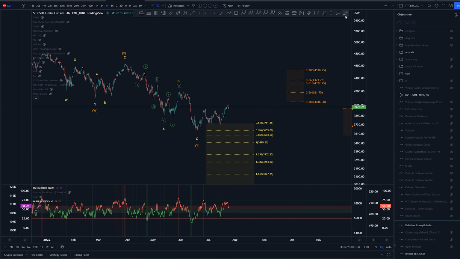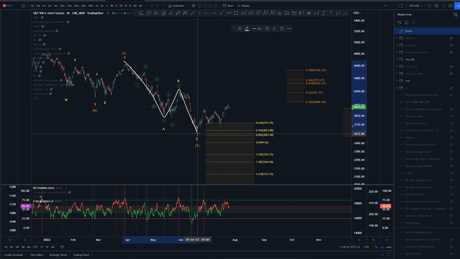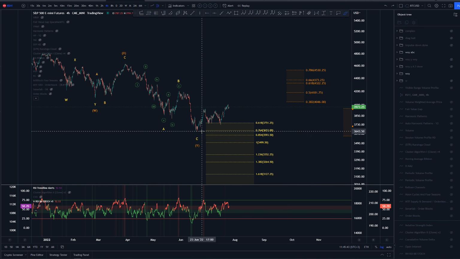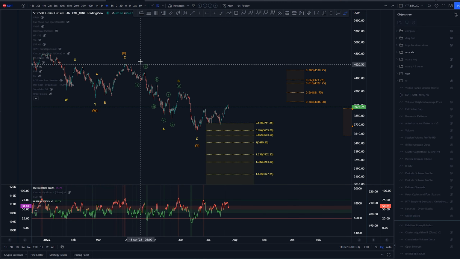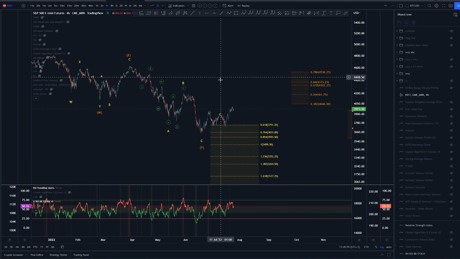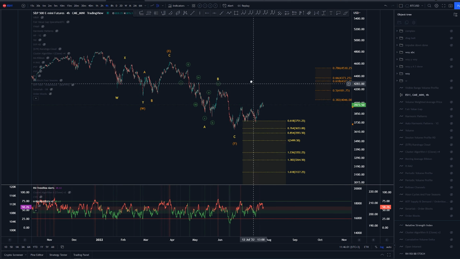Now I don't really like the structure of how we got here, although it is fine. We did get beyond the minimum of 0.618, though we did not hit the 1-to-1 extension. We did hit the 0.764 extension of the A wave for the C wave here, so again, it is fine. But yeah, that is basically the primary idea at the moment.